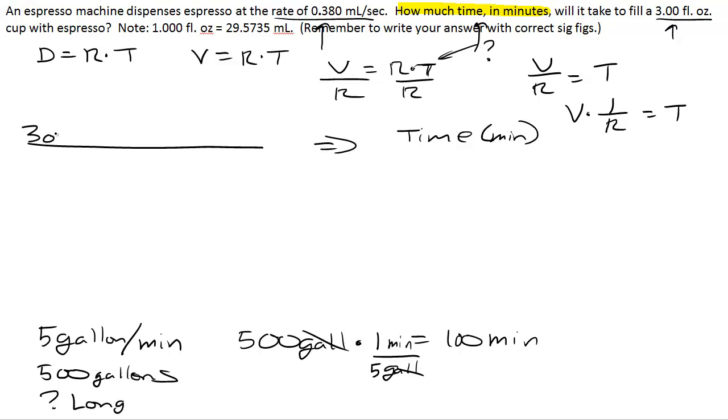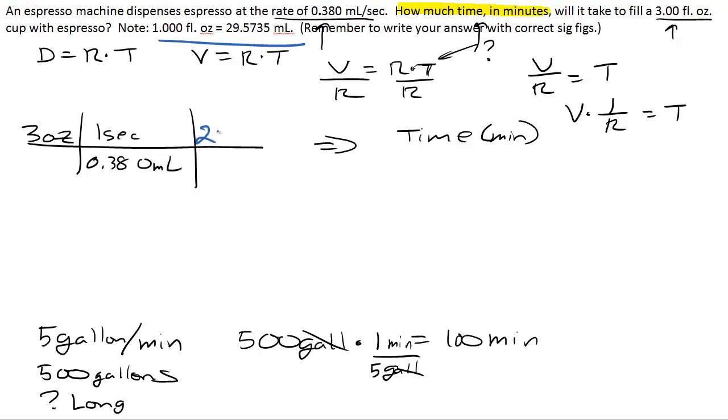We can use that same kind of idea here, and we can start with 3 ounces. And then we're going to have this rate, but the rate's in the wrong units, milliliters per second. Well, even though it doesn't match, we know that we need time on top. So 1 second, 0.380 milliliters. Okay, nothing cancels yet, but I've got this great piece of information to help me.